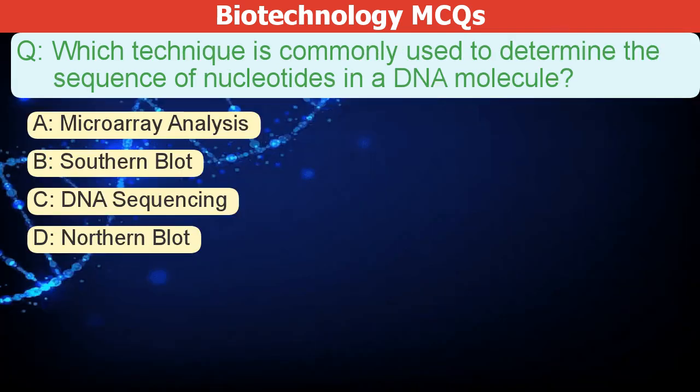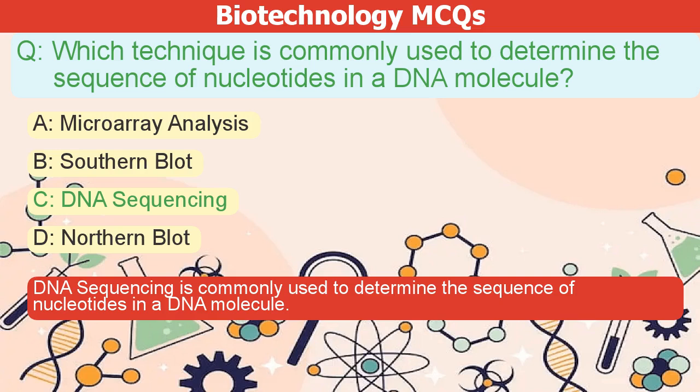Which technique is commonly used to determine the sequence of nucleotides in a DNA molecule? A. Microarray analysis. B. Southern blot. C. DNA sequencing. D. Northern blot. The correct answer is C. DNA sequencing is commonly used to determine the sequence of nucleotides in a DNA molecule.